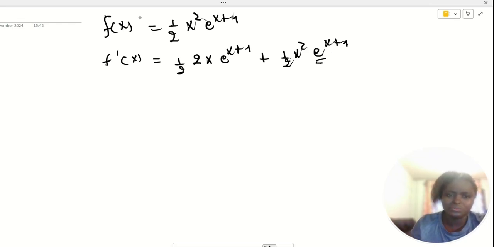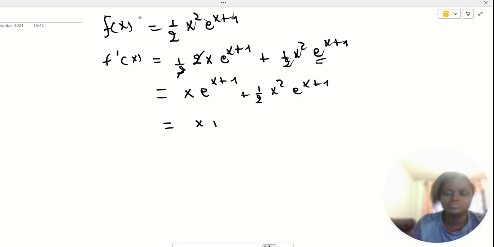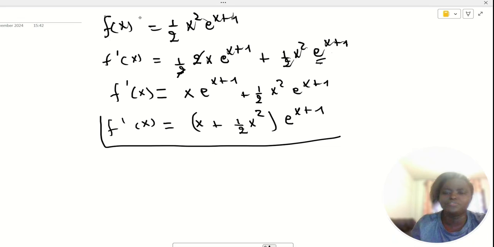And then this will be equal to 2, and 2 are simplified. We get x e^(x+1) plus 1/2 x² e^(x+1). This is the same as (x + 1/2 x²) times e^(x+1). This is the first derivative, f'(x).